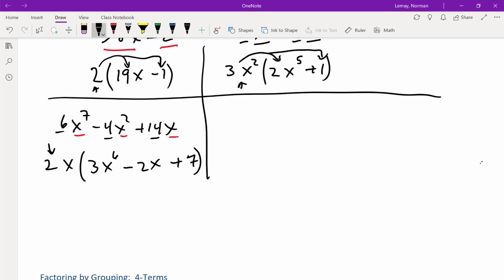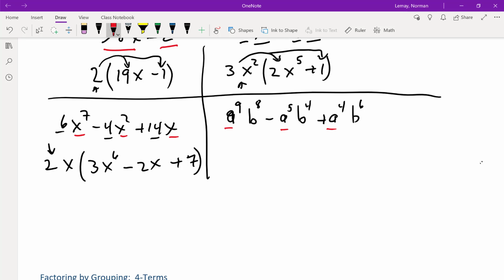My next example is a to the 9th b to the 8th minus a to the 5th b to the 4th plus a to the 4th b to the 6th. In this example, we don't have any numbers, so we don't have to worry about any numbers. And here I have multiple letters, so I have to take a look at each case.